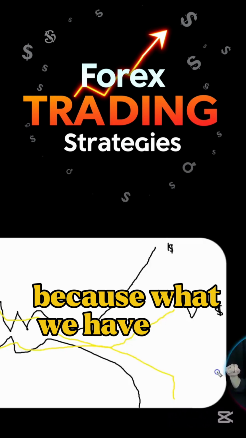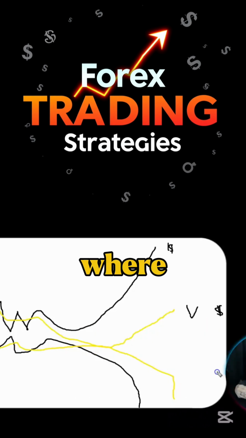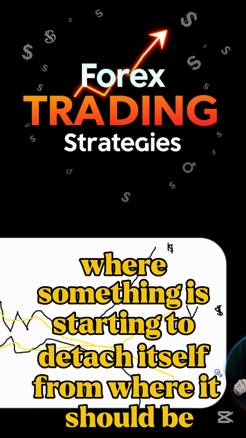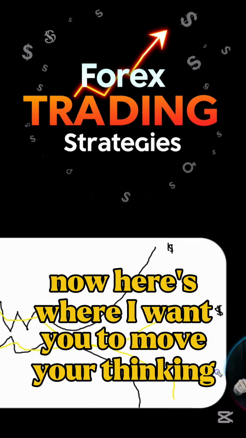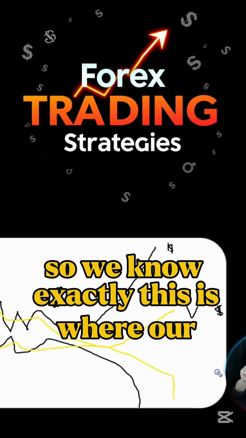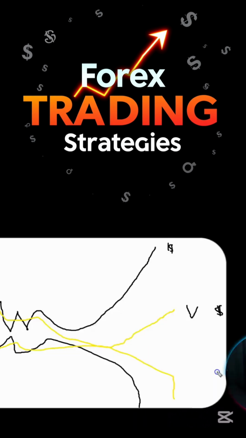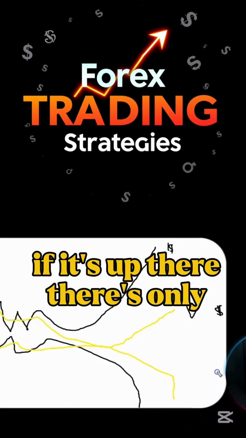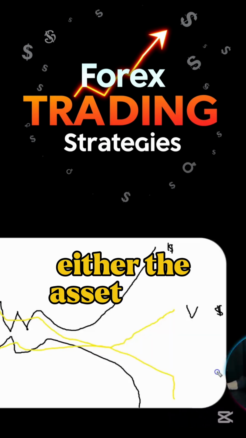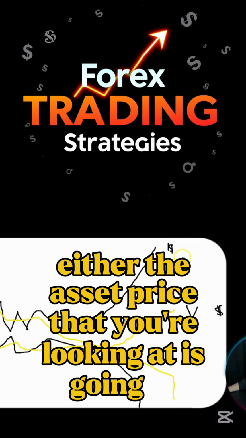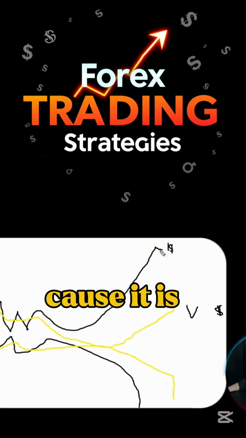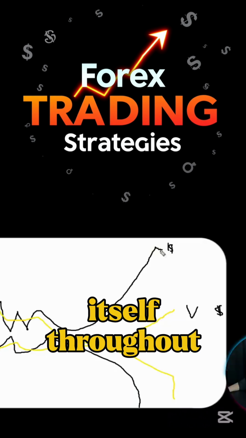Because what we have right now is a discrepancy where something is starting to detach itself from where it should be. Now, here's where I want you to move your thinking right here so we don't get lost, so we know exactly this is where our edge is going to start showing up. If it's up there, there's only two things that are going to happen. That's it. Either the asset price that you're looking at is going to flatline while the VWAP catches up, because it is a little bit lagging and it will adjust itself throughout the day.